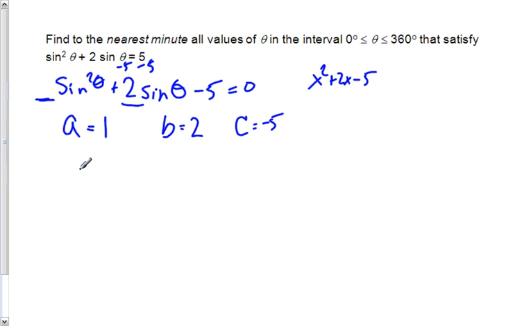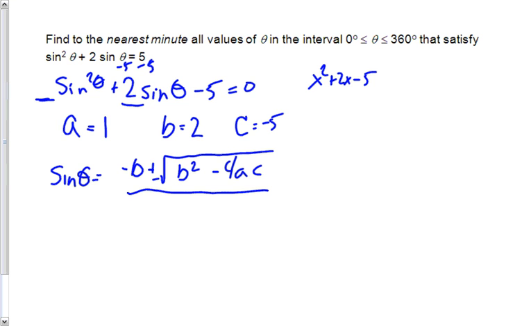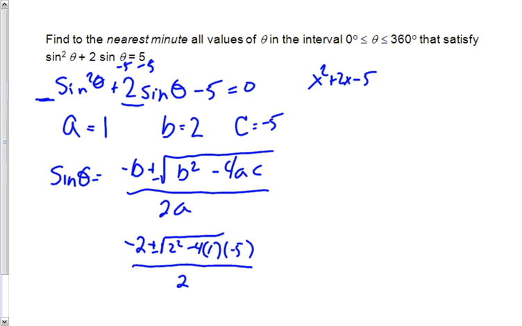Using our quadratic formula, x equals, or in this case, not really x, we're dealing with sine. So let's put sine down. Sine of theta equals negative b plus or minus the square root of b squared minus 4ac all over 2a. Plugging in our knowns: negative 2 plus or minus the square root of 2 squared minus 4 times 1 times negative 5, all over 2 times a, which is 1.